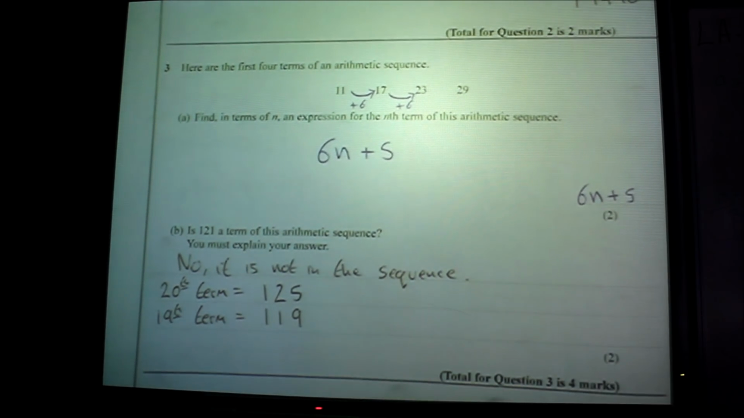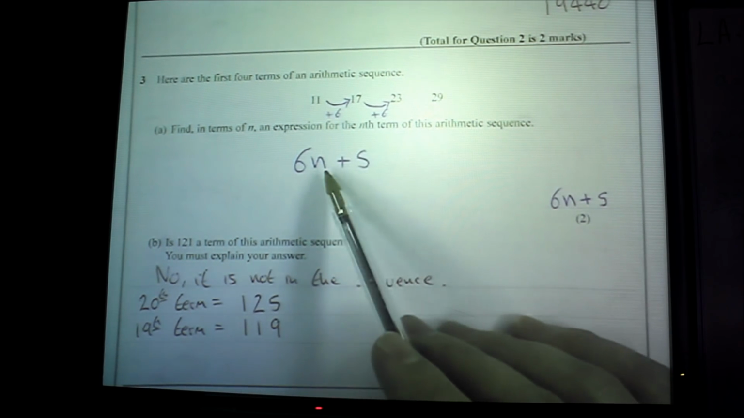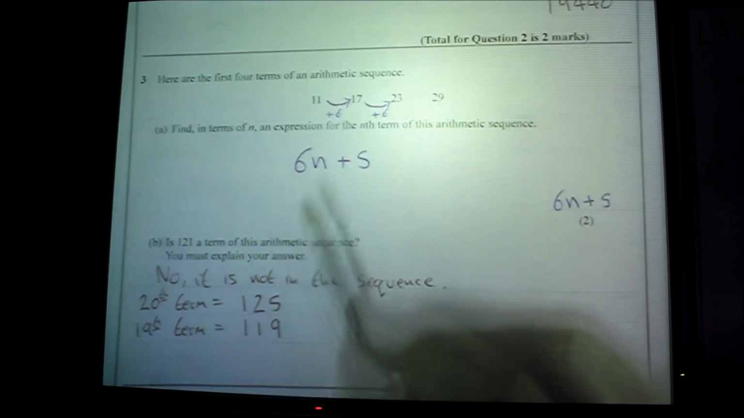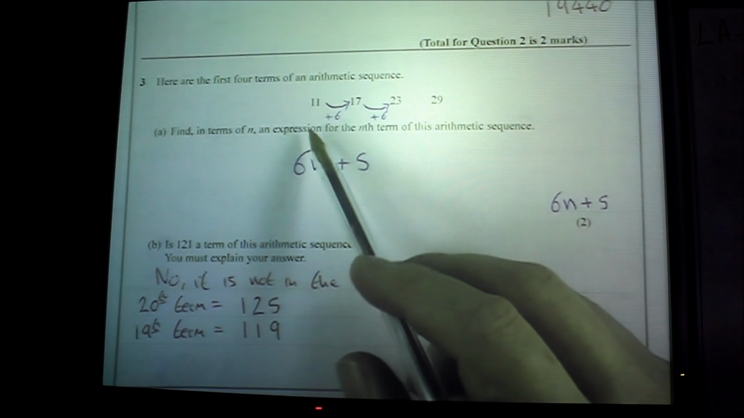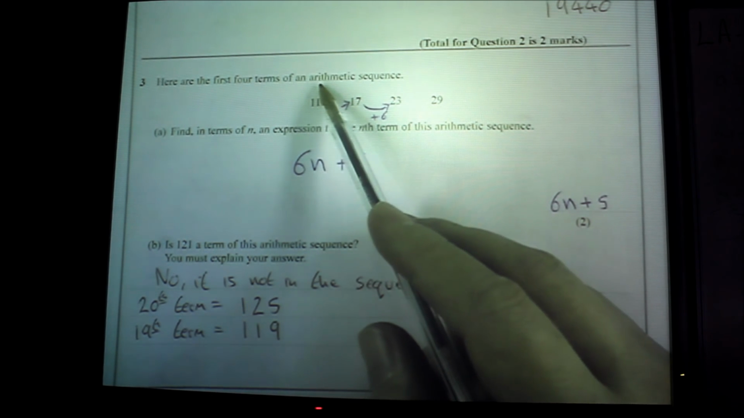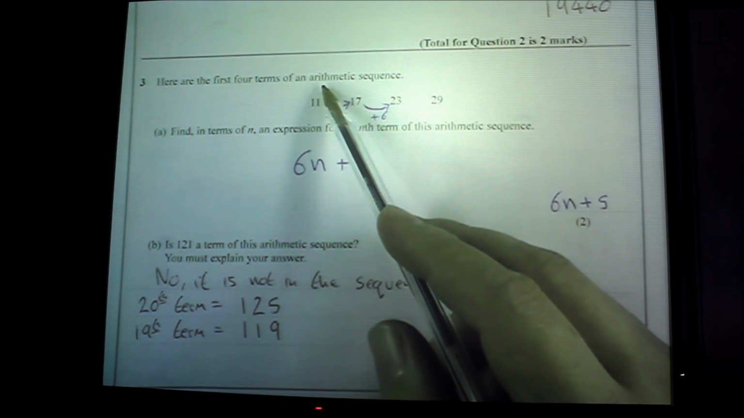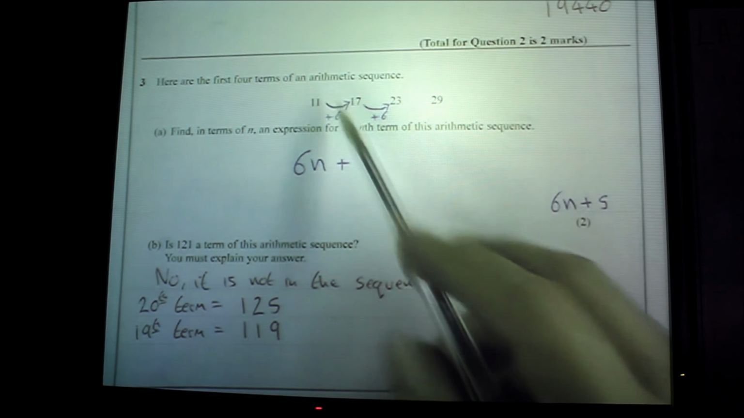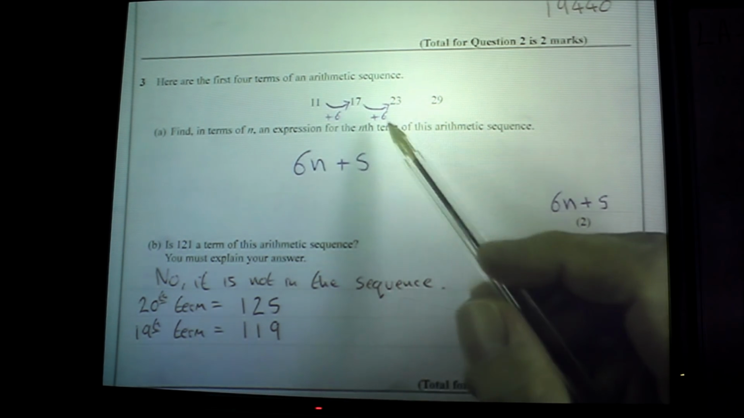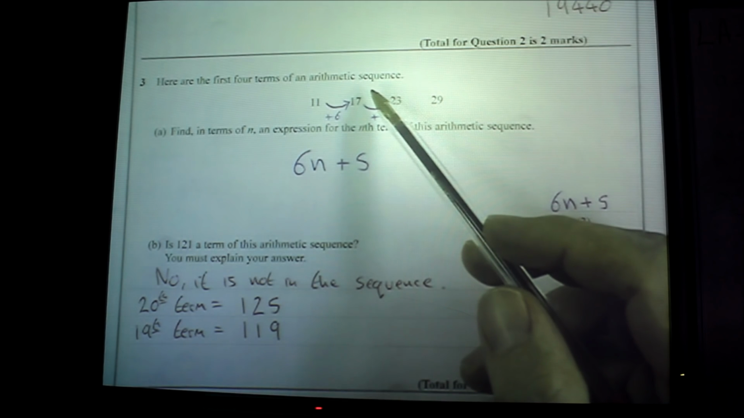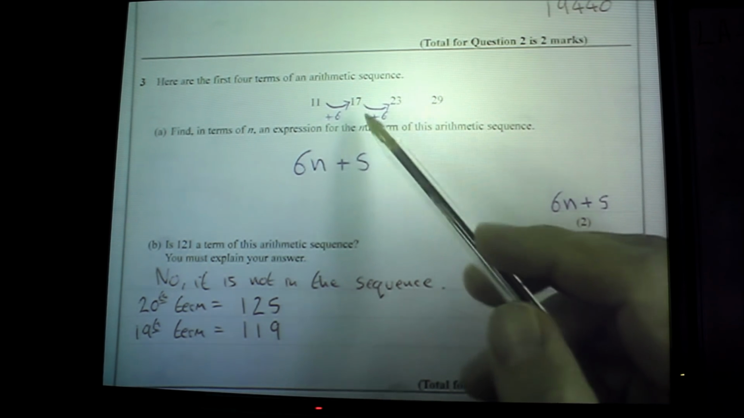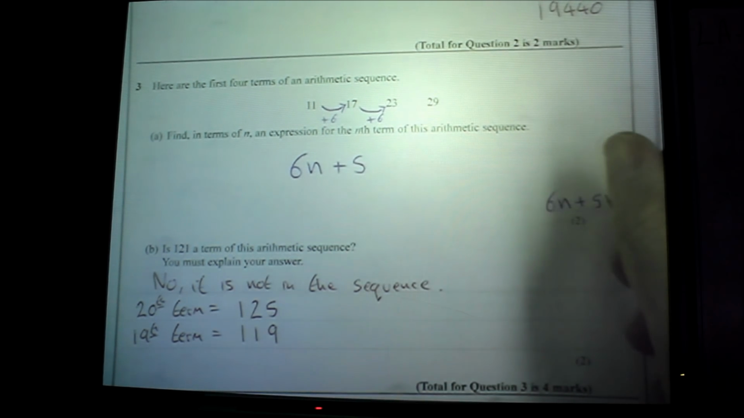You either know these or you don't really. It's going up in 6s, so it's 6n. First thing you write. That's your first term, so 6 times 1 is 6. What do you add to 6 to get to 11? You add 5, so it's 6n add 5. Check it for the next one. 6 2s are 12, add 5 gives you 17, so you've got 2 marks for that.